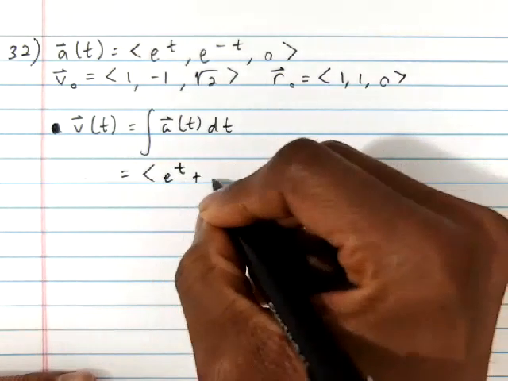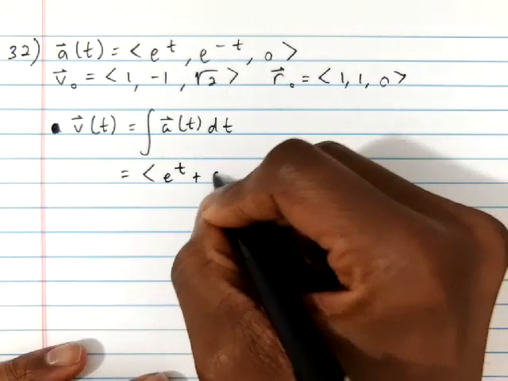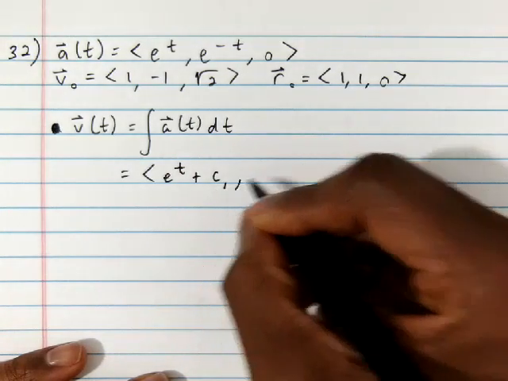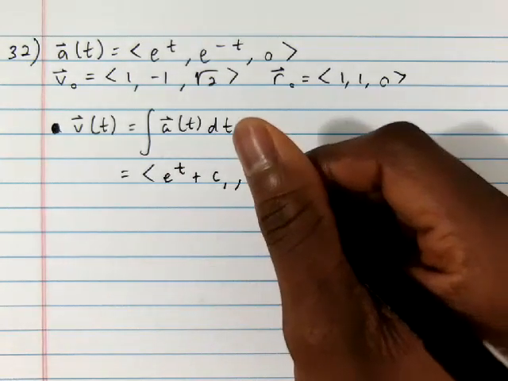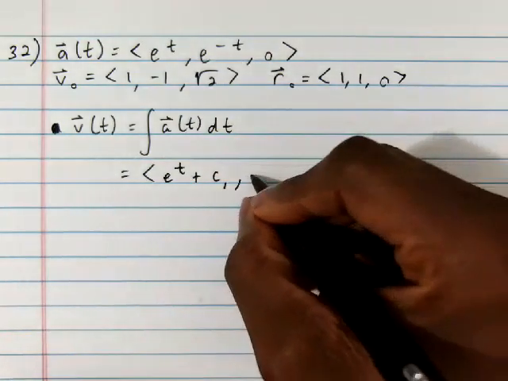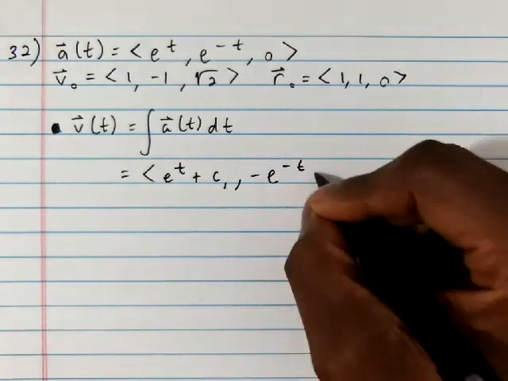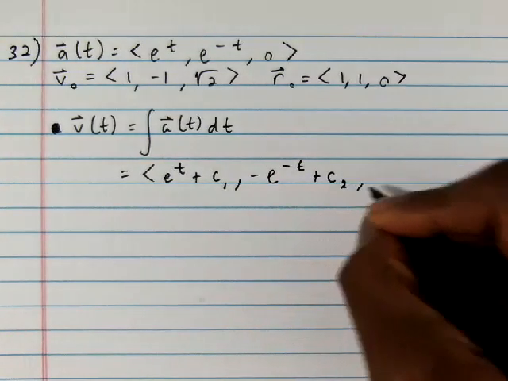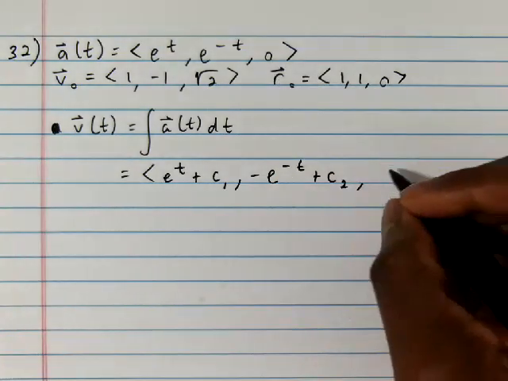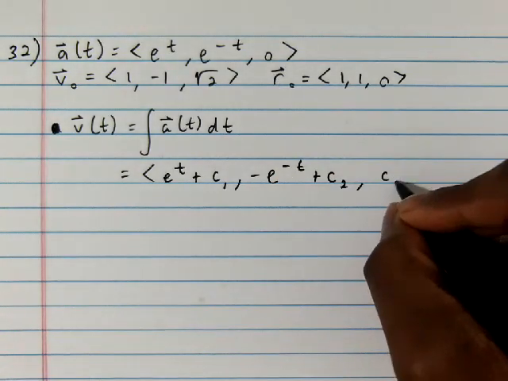We're going to do plus c1 because we're going to have three different c's. And if you want to, you can make c1, c2, and c3 a separate vector. It doesn't matter which way you write it. Then the antiderivative here is negative e to the negative t plus c2. And then the antiderivative here is 0 plus c3. So that's just going to be c3 right there.